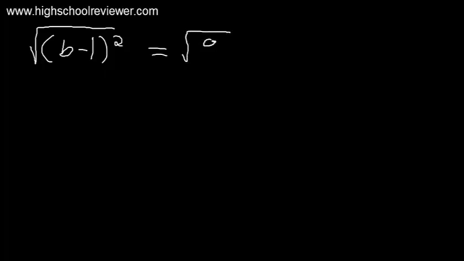So this will be the square root of (b minus 1) raised to the power of 2 equals the square root of 9. Let's check, this will be equal to 9. So the square root of (b minus 1) raised to the power of 2 will now be b minus 1, and this will be plus minus 3.